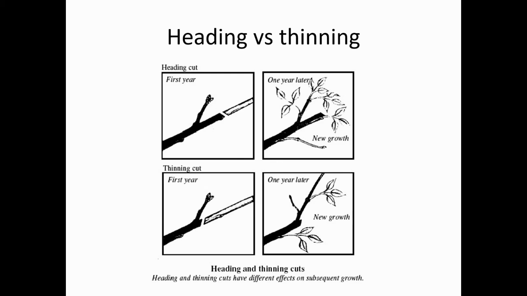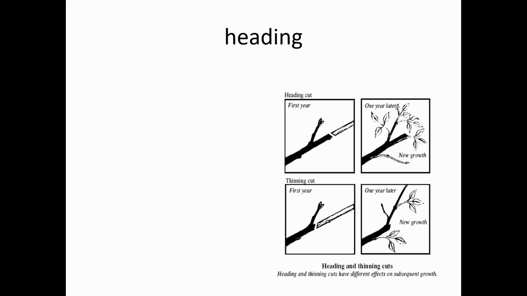Heading versus thinning. Here's one where they've cut just above a branch, and so you're trying to get some new growth. Thinning is, I just did this to my apple trees. I wanted to keep the branch that was growing here and get rid of this branch, and so now it's making some new branches in other places. I can show you this on my apple tree on Friday.